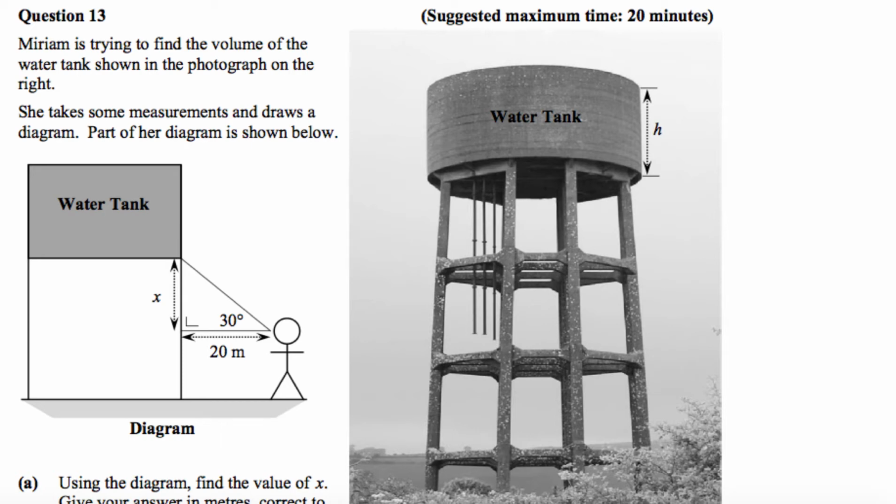So this is the 2015 Junior Cert Higher Level Paper 2, and we're looking at question 13. Miriam is trying to find the volume of a water tank shown in the photograph on the right. She takes some measurements and draws a diagram. Part of her diagram is shown below. So here we have her diagram.